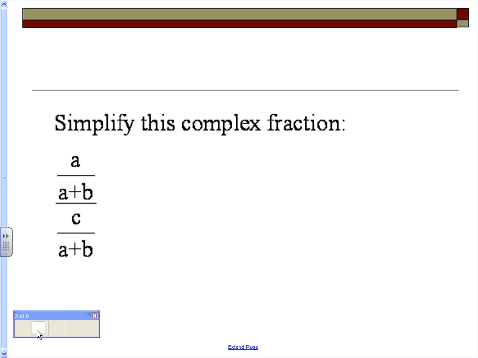How many fraction bars do we have? If it helps you to make the middle one bigger, like that, so that you can tell it's a fraction over a fraction, you can do that. Does that make sense?